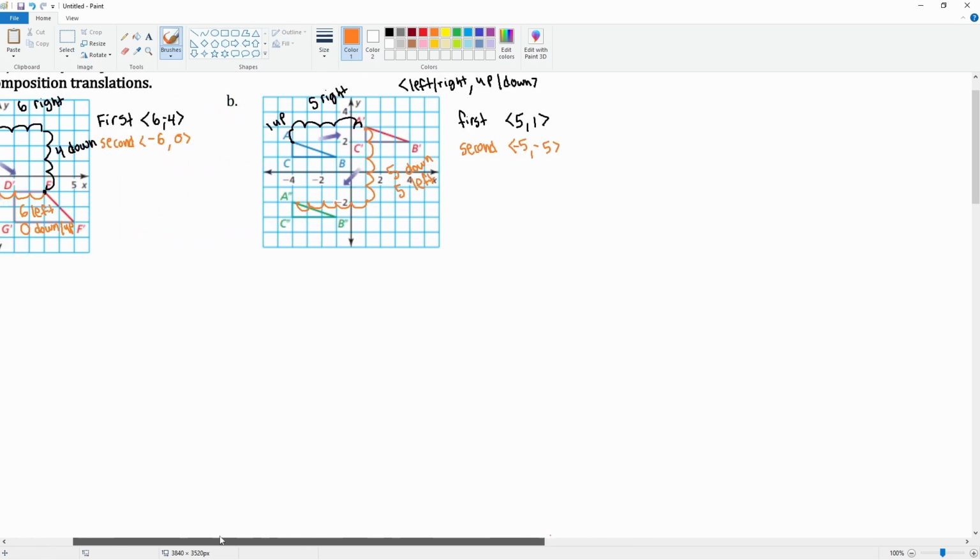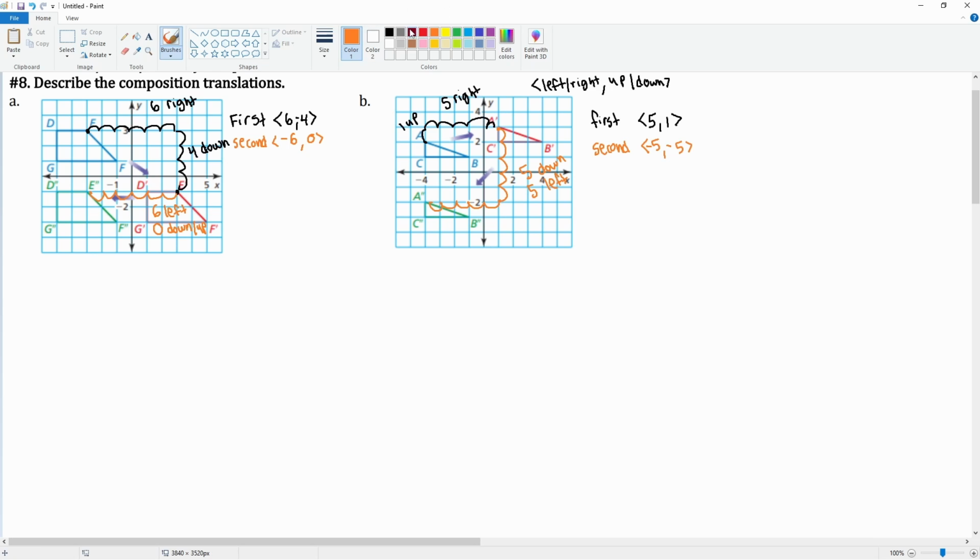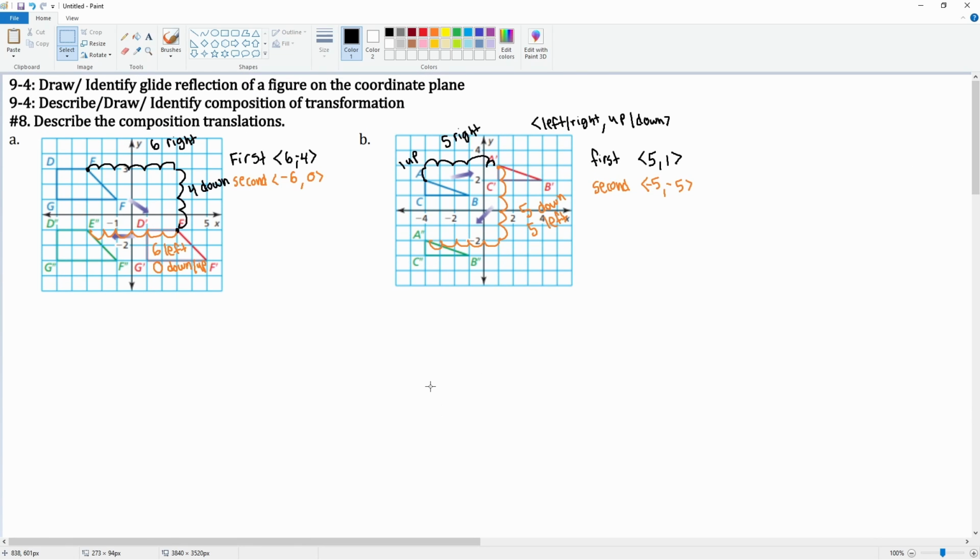Again, if you want to think about the net, if you want to add these two together, -5 plus 5 is 0. 1 plus -5 is -4. Notice that this is really not moving in the X, left or right, but it's going 4 down. That's something interesting if you care. But there you go. This is how you write the composite translations. All these are written in terms of translations and how it moves.